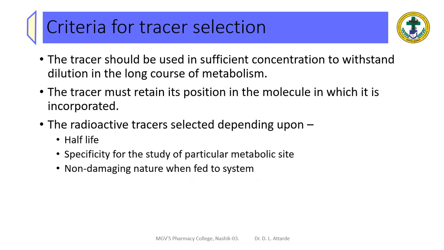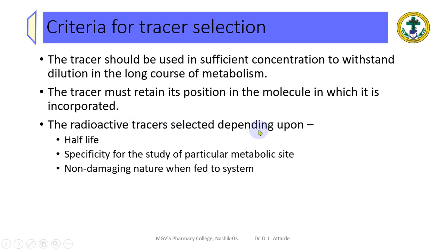Now, criteria for selection of tracers. The tracer should be used in sufficient concentration to withstand the dilution in the long course of metabolism. Because once we introduce the precursors, they get involved in different metabolic pathways. They enter the general metabolic pathway, and they may enter compartment-wise. So dilution occurs throughout the system. So they must be added in sufficient quantity, so later on you can detect it. Then it must retain its position in the molecule in which it is incorporated. Otherwise, it doesn't serve the purpose.